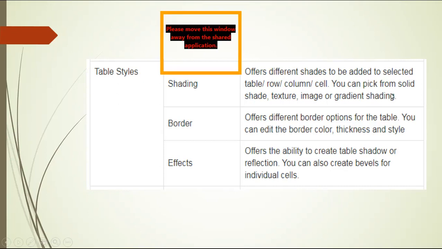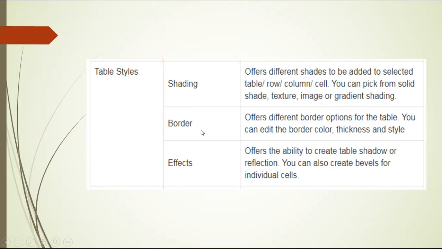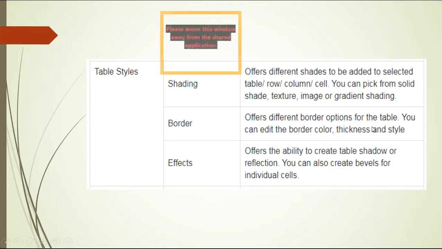You can pick from solid shade, texture, image, or gradient shading. Okay, yan yung mga feature ng table design. Okay, we have also the border. So you can add a border on the table. Offers different border option for the table. You can edit the border color, thickness, and style.